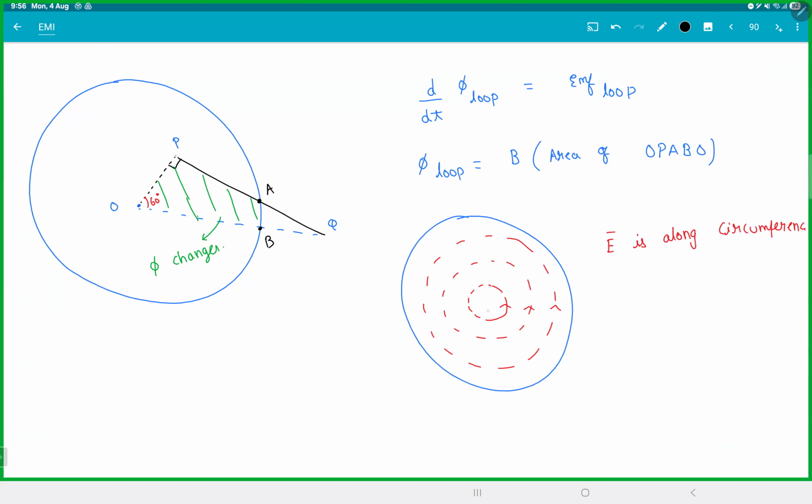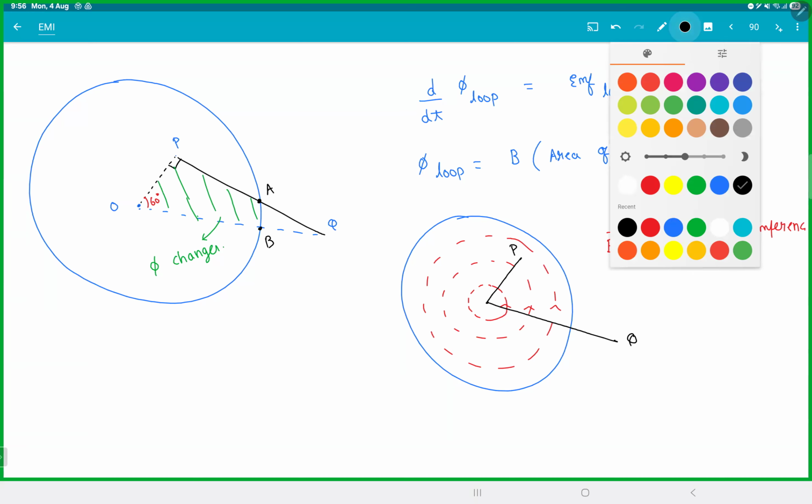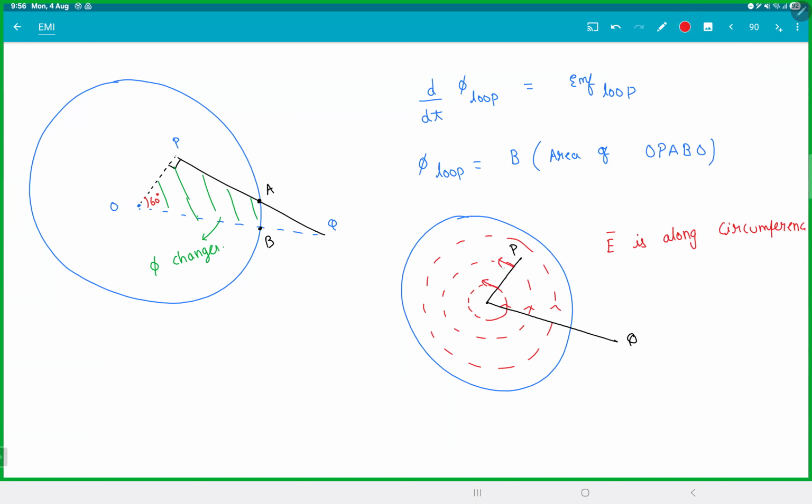Now, if you look at this rod here, suppose there is a rod from O to P, and a rod from O to Q passing through the center, you will notice the field is always perpendicular to the rod, isn't it? For OP and OQ, the field is perpendicular to the dL. And if E is perpendicular to the dL, there'll be no EMF. So E is perpendicular to dL for any rod passing through the center.